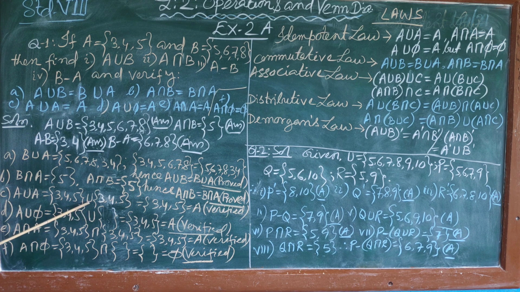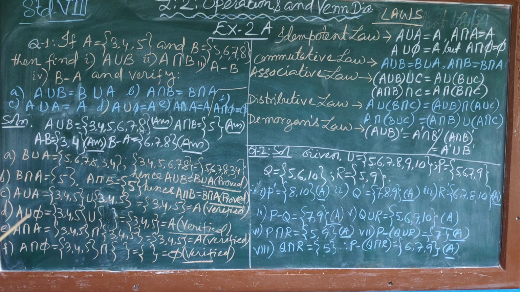Again, write down the elements with the union sign. So {3, 4, 5} union {3, 4, 5}. If you are uniting these two without repeating the elements, what will happen? Only 3, 4, 5, which is the set A. Therefore, {3, 4, 5} union {3, 4, 5} is equal to {3, 4, 5}, which is equal to A.